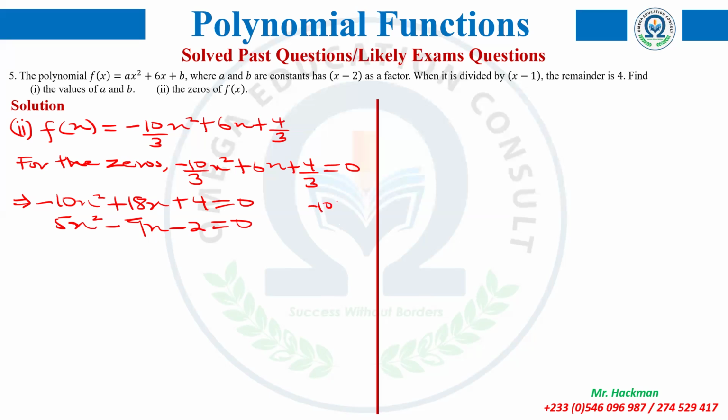So at this point, you multiply 5 and minus 2, so that will give you minus 10. You are looking for factor pair of minus 10. When you multiply, you get minus 10. However, when you add, you get a coefficient here, which is minus 9. So that will give us which factor pair? Negative 10 and positive 1.